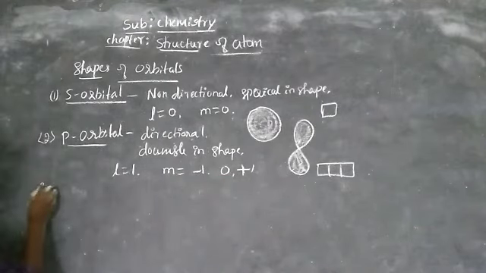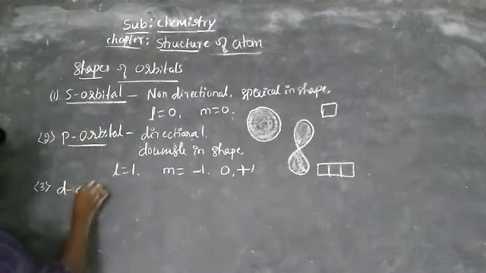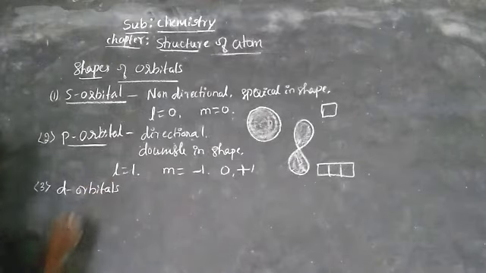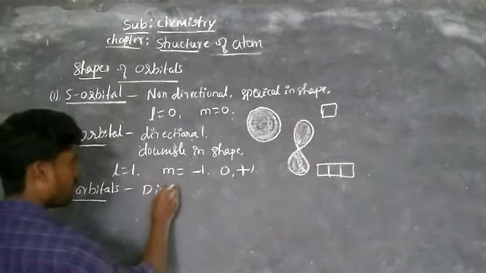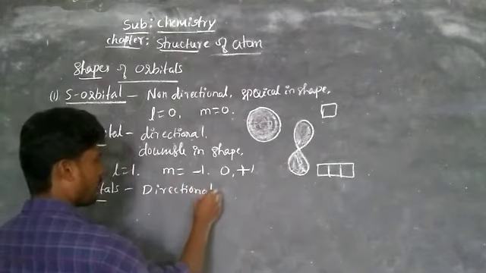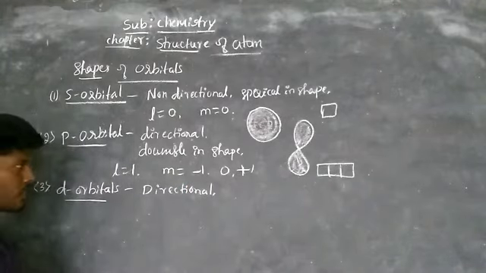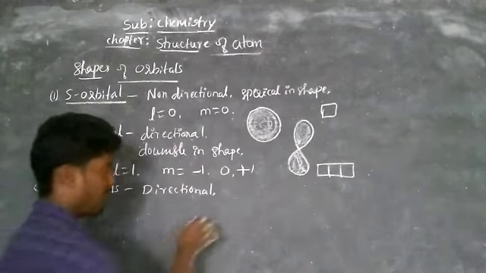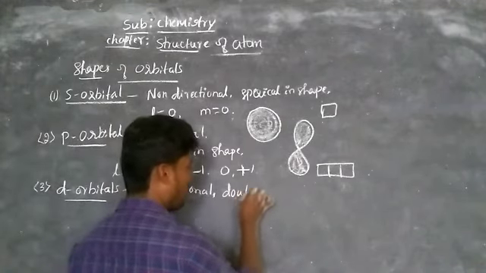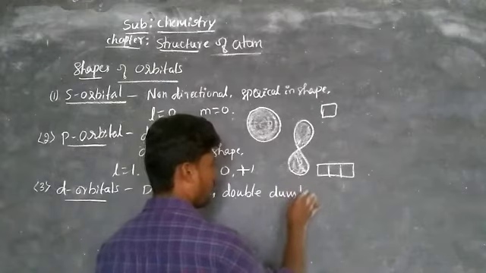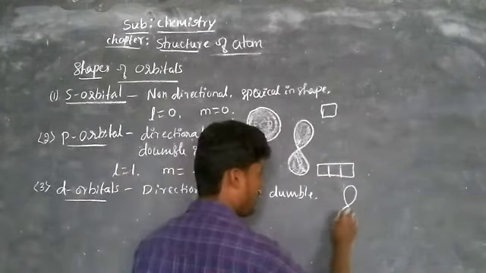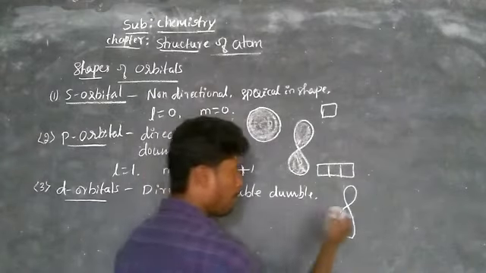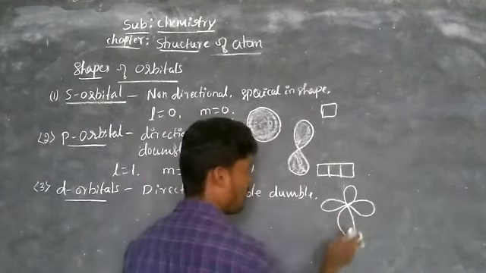Similarly, the next orbital is the d orbital. This d orbital is also directional, and its shape is double number. It means its shape is like that, one double. Double means 2, like that, 2 dumbbells.